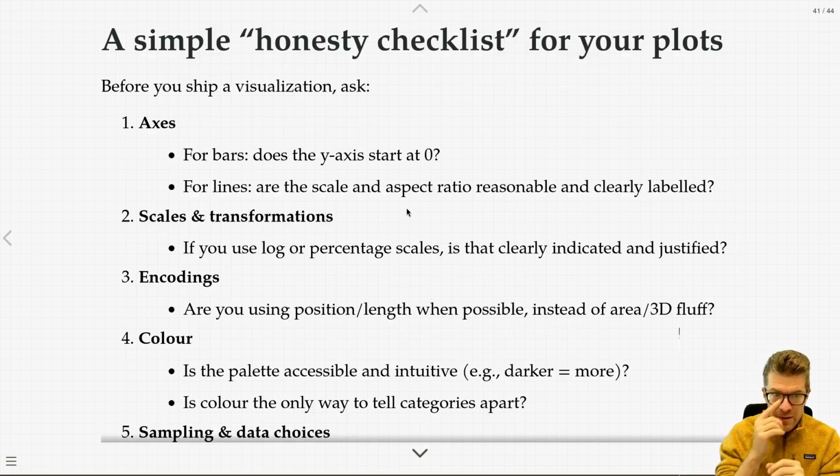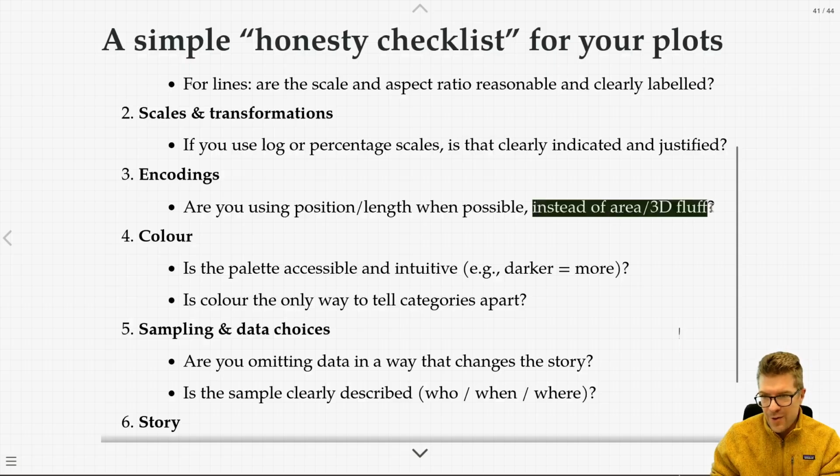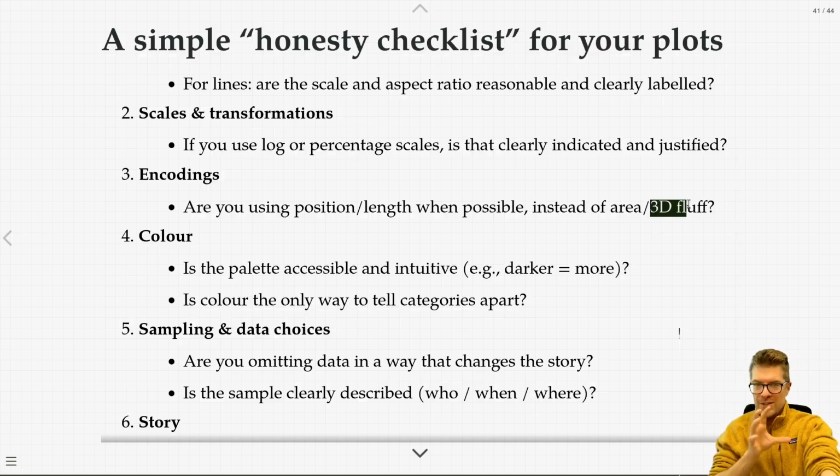Before you ship a visualization, if you're looking at bars, does the y-axis start at 0? Is that reasonable? For lines, is the scale and aspect ratio reasonable? Is it clearly labeled? If you use log or percentage scales, is that indicated? Is it justified? Are you using percentages or logs because it's hiding something? That would clearly be nefarious. Are you using position or length properly, instead of area or three-dimensional fluff, which we didn't really talk about, but sometimes you get three-dimensional graphs which overemphasize certain things in a way that's also wrong.